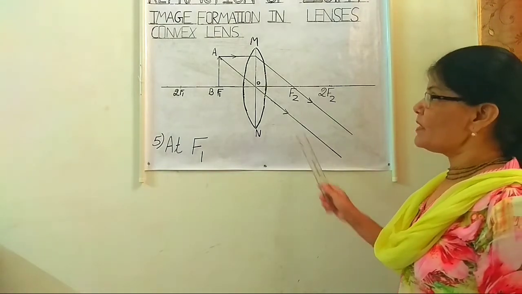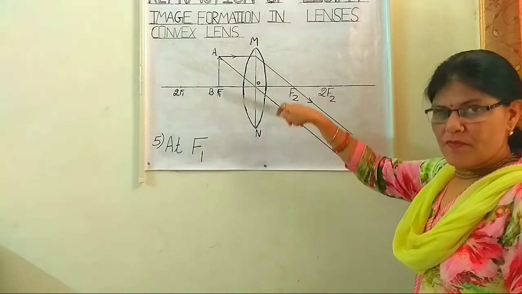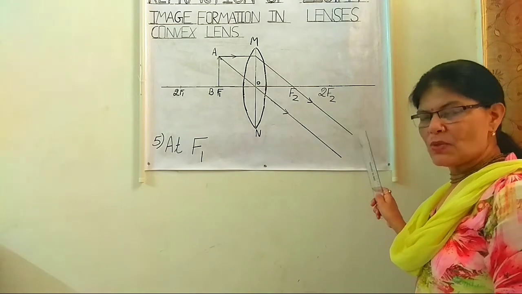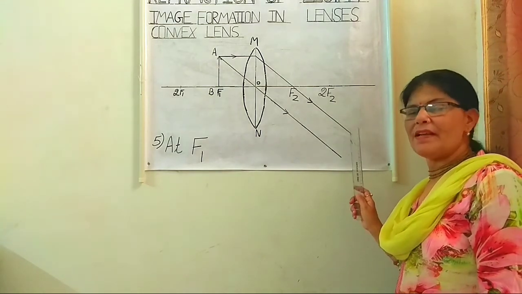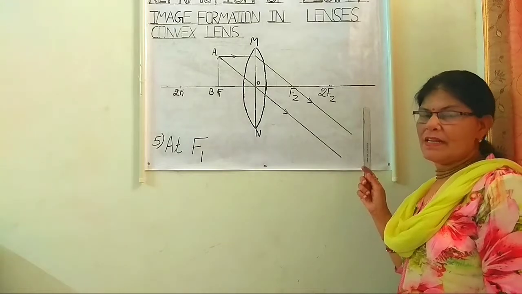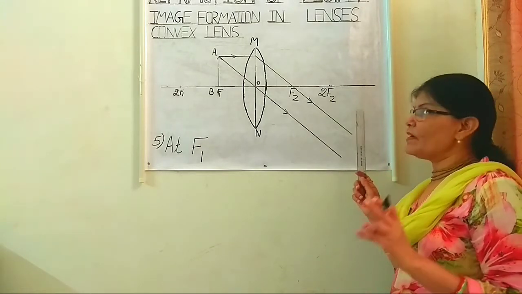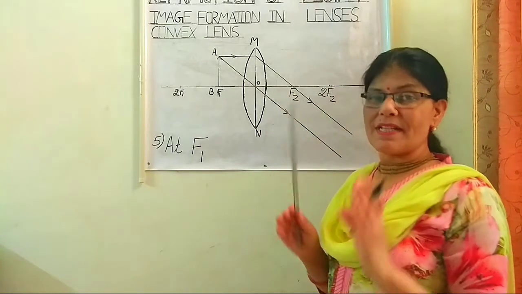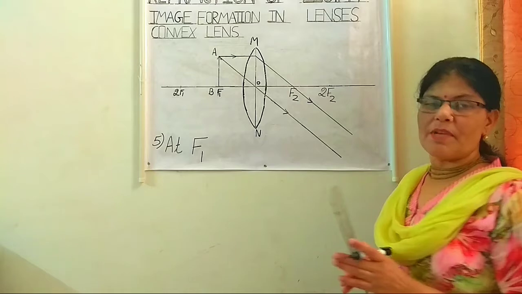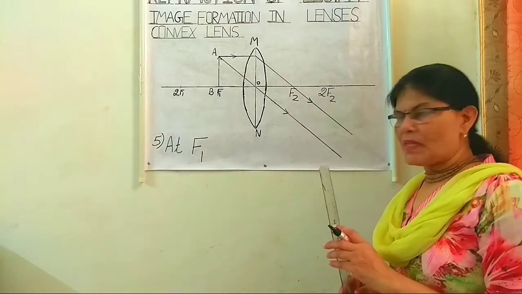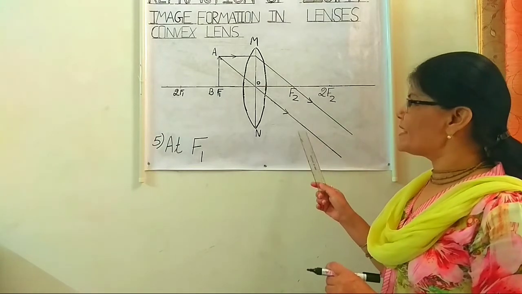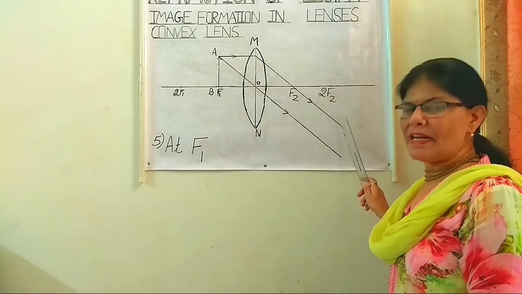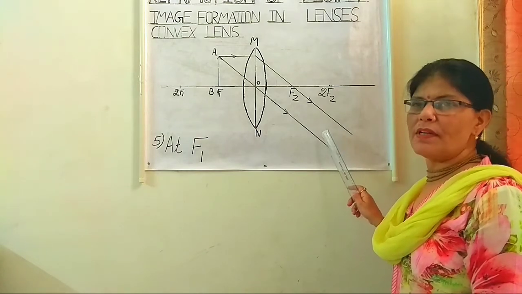So when the object is at F1, at the principal focus, then our image formation is at infinity. The image will be enlarged, real and inverted, and it will be at infinity. It is just opposite of the first case, when our object is at infinity and the image formation is at focus. This is opposite of that case. Here the object is at focus and our image formation is at infinity. So this is all about our fifth case.